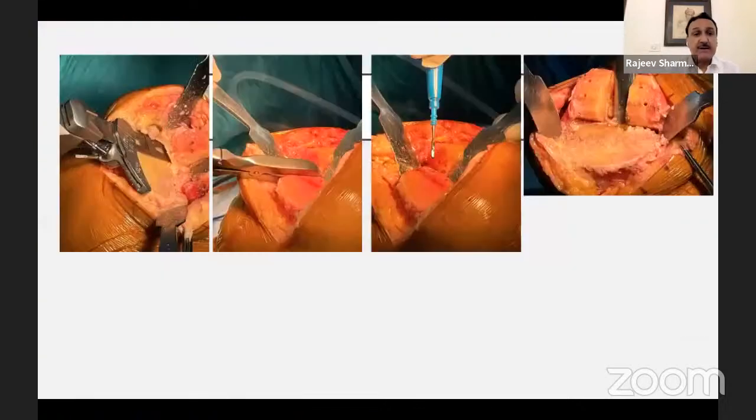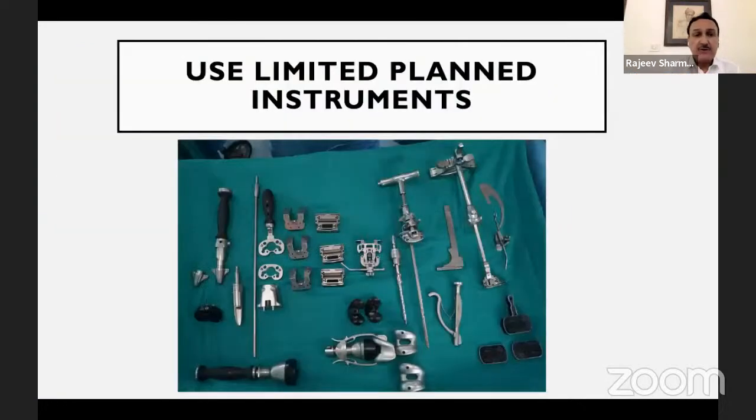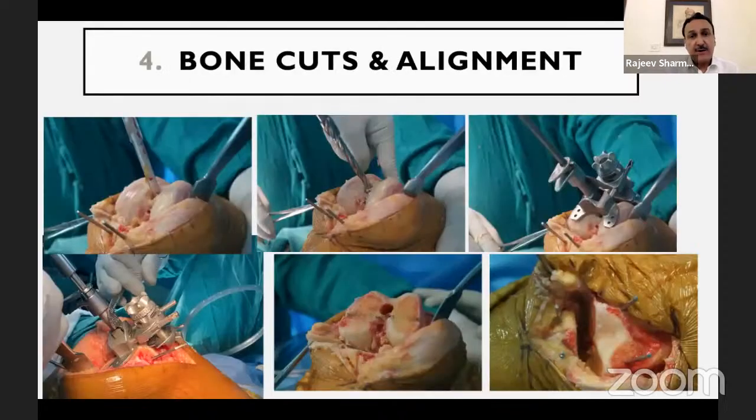You see, when you are using this saw, you should be very, very careful because it should not happen that your saw goes beyond the limit of the bone. Use limited planned instrumentation. Bone cuts and alignment should be planned well, and you should always cross-check.